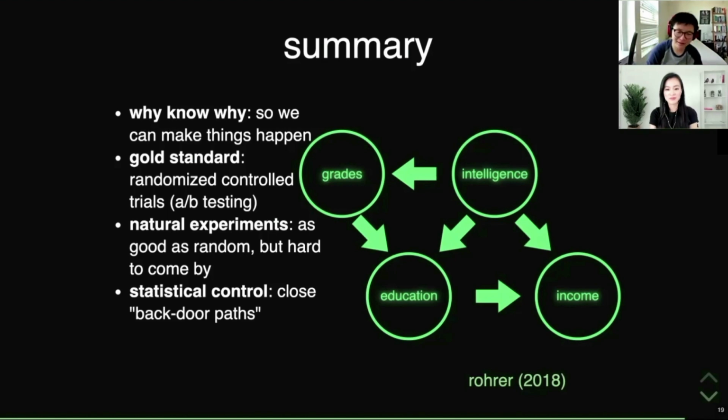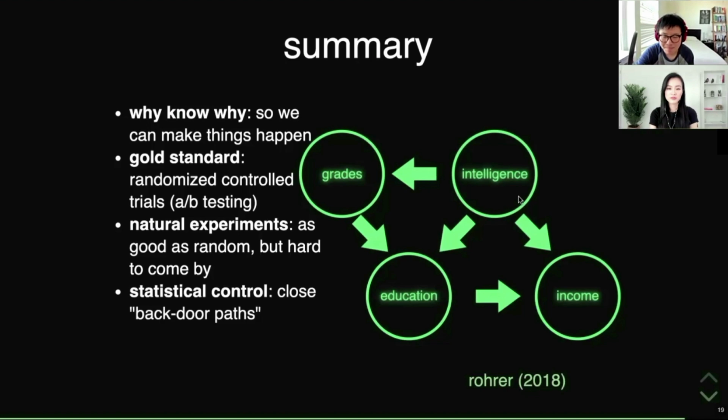Here is an example from a very well-written paper that I recommend everyone to read. So basically, it's similar to the examples I've seen before. What we care about is how education impacts income, but then intelligence is a confounder that may affect both education and income. That influence may be direct or indirect. So intelligence may impact someone's grades, and then grades impact their education.